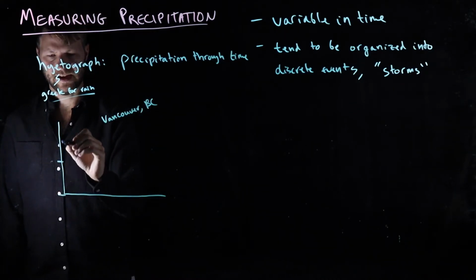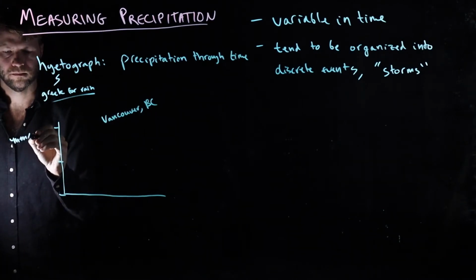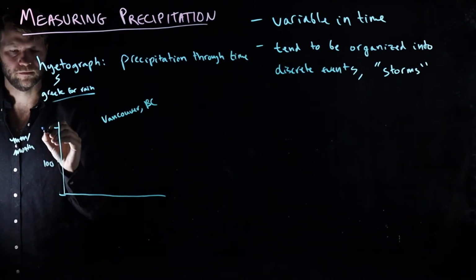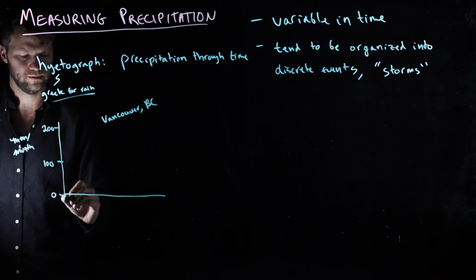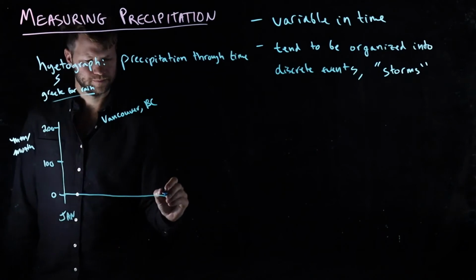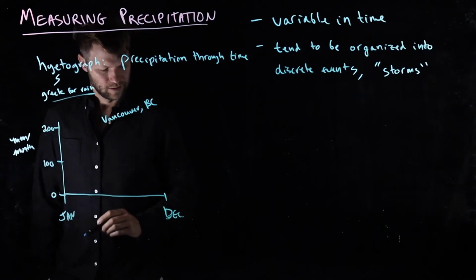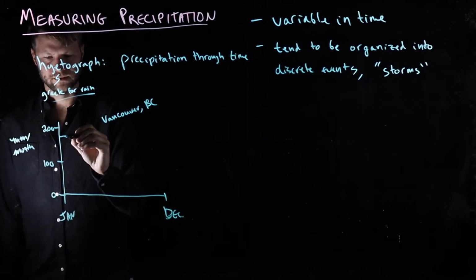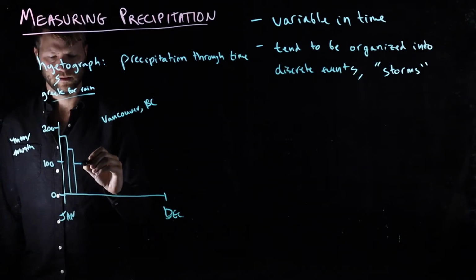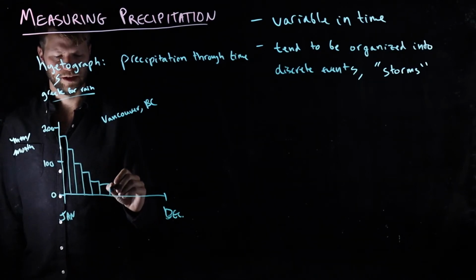And on this axis, we will have millimeters per month, going from 0 up to 200. And here we'll have the months of the year, so January to December. And we know that it's fairly seasonal, so it's very rainy in the winter. It's pretty dry in the summer.